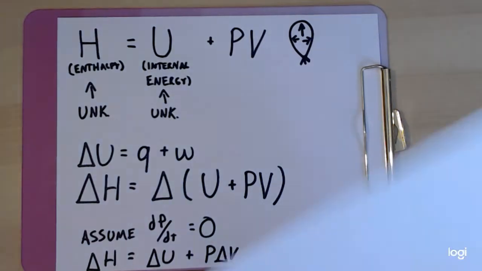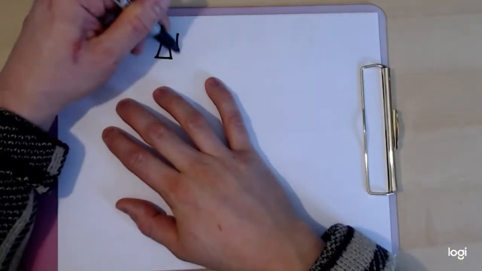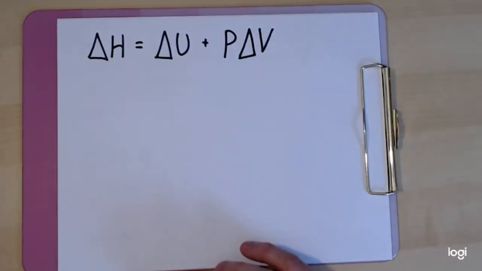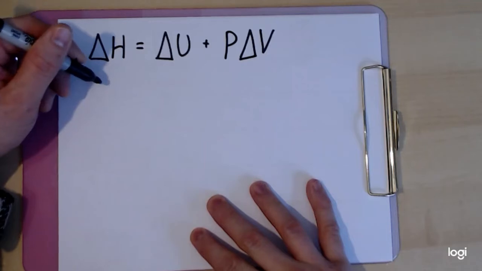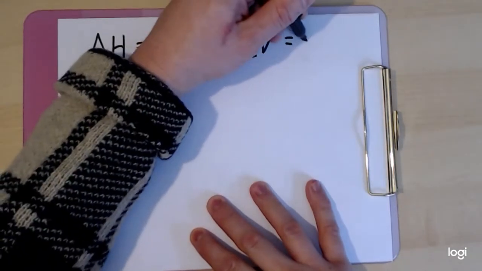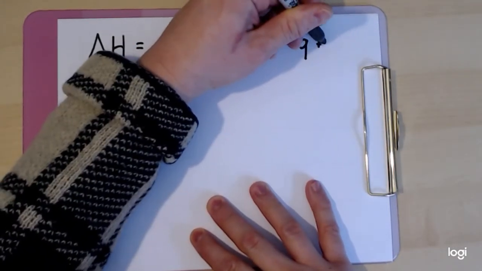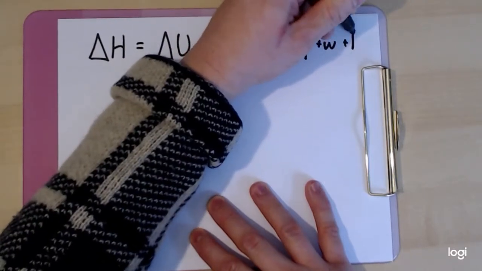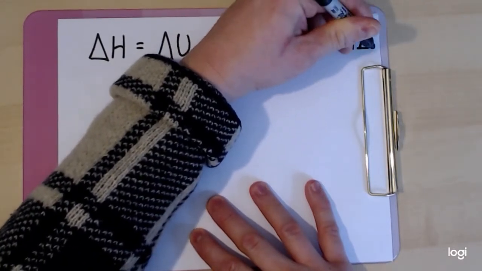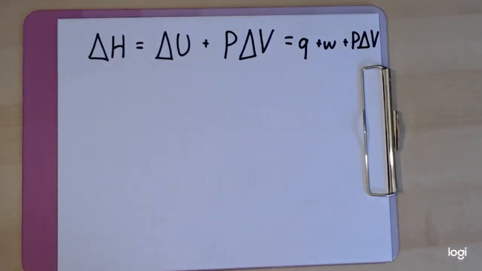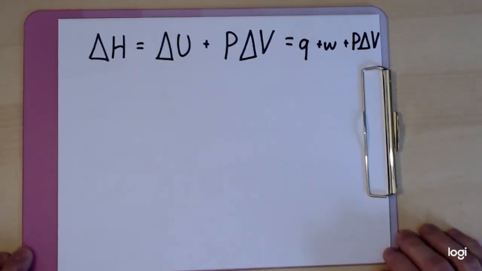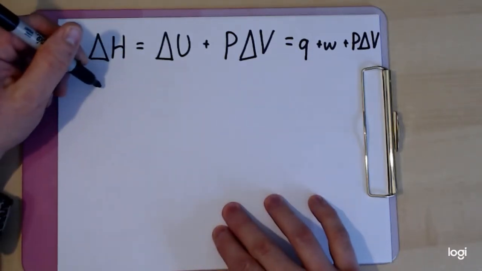Okay, so let me start this over, start a new sheet. I'll just rewrite this equation that I just finished up with. And now you'll recall that we did have an expression for delta U, so we can trade that expression in for that term, and that is the amount of heat into or out of a system plus the amount of work done to a system or done by a system equals delta U. And so we just plug that in, and we're left with heat plus work plus P delta V is equal to the change in enthalpy.